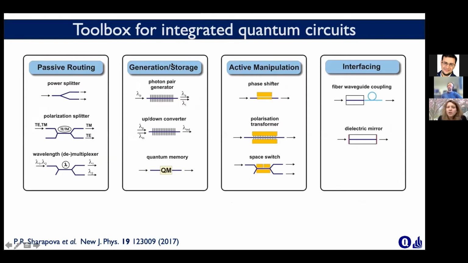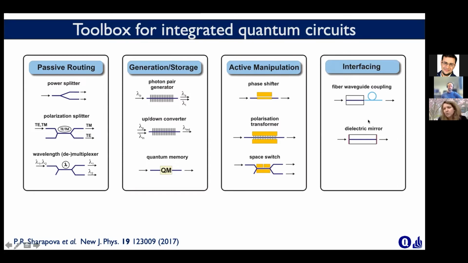You can have generation and storage, photon pair generation, up and down conversion if you want to have different frequencies to be combined. Quantum memories can also be included in such integrated structures. You have the big advantage that you can have active manipulations with electro-optic phase switches, polarization conversion or space switches. This property of lithium niobate to have fast modulation feasible is what's used in classical telecom all the time.